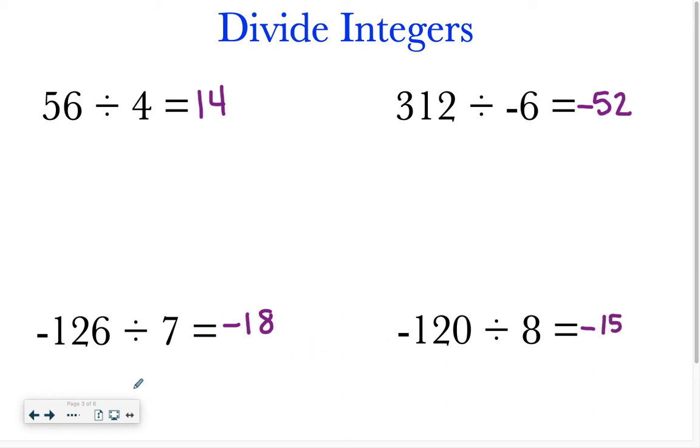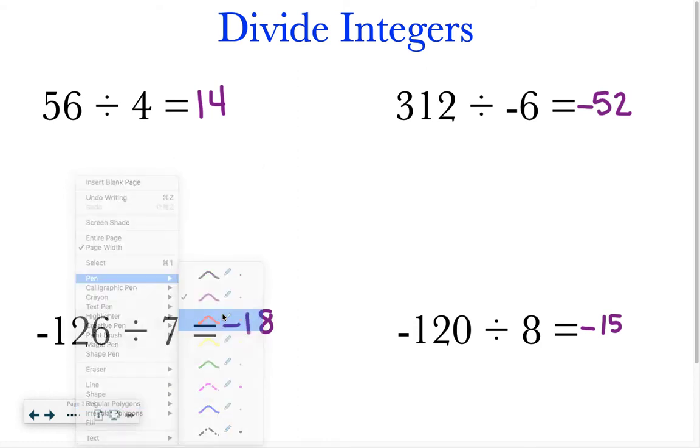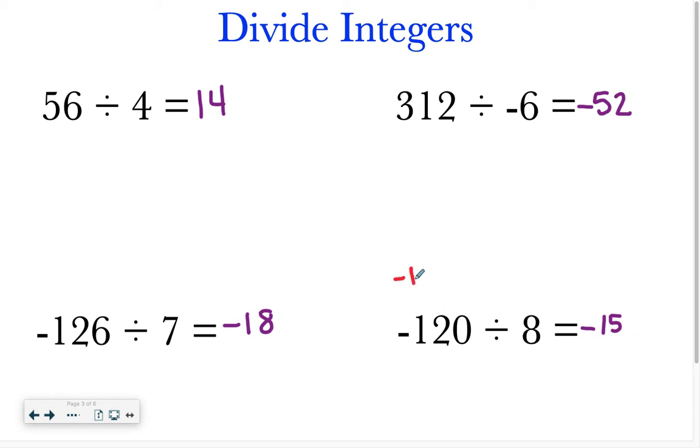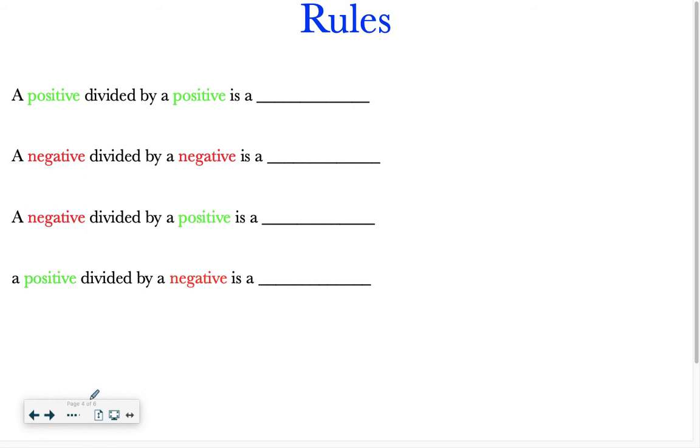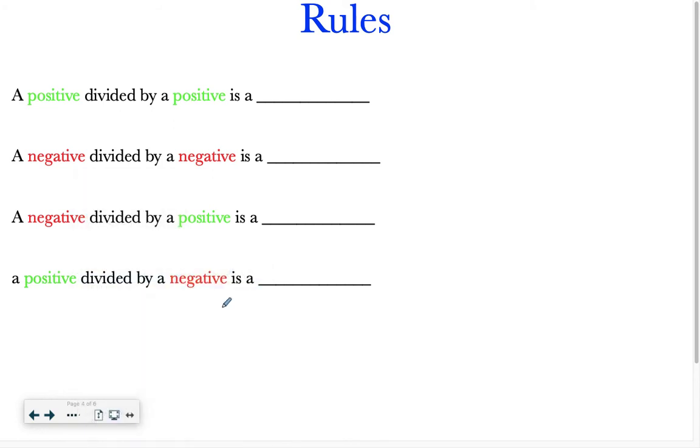But let's talk for a second. What if, I'm going to change my pen color quickly. What if instead of being negative 120 divided by a positive 8, we divide it by a negative 8? A negative divided by a negative is going to turn your answer positive. So instead of being a negative 15, it would become a positive 15, okay? So if we move on to the next page, we're going to go through all of those rules of how to know if something is positive or negative.